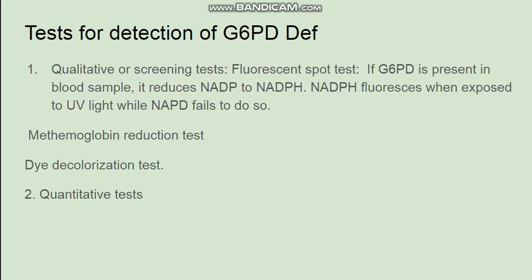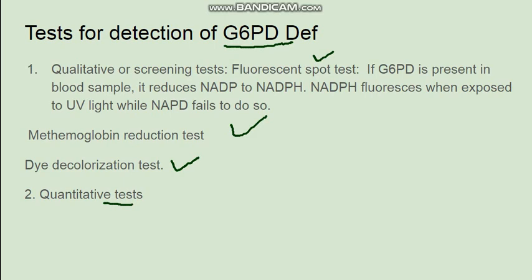Now there are some tests which are used for detection and screening of G6PD deficiency, especially in endemic areas. We are not discussing it in detail, but the names are: firstly the fluorescent spot test, the methemoglobin reduction test, the dye decolorization test, and there are also some quantitative tests done for G6PD deficiency.